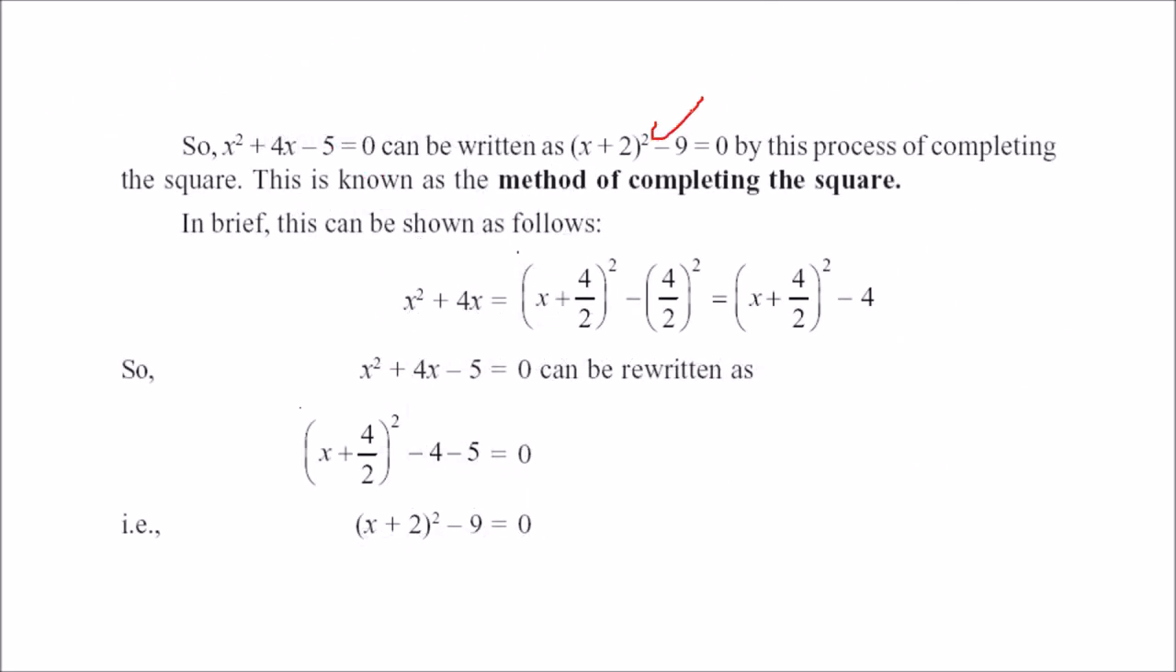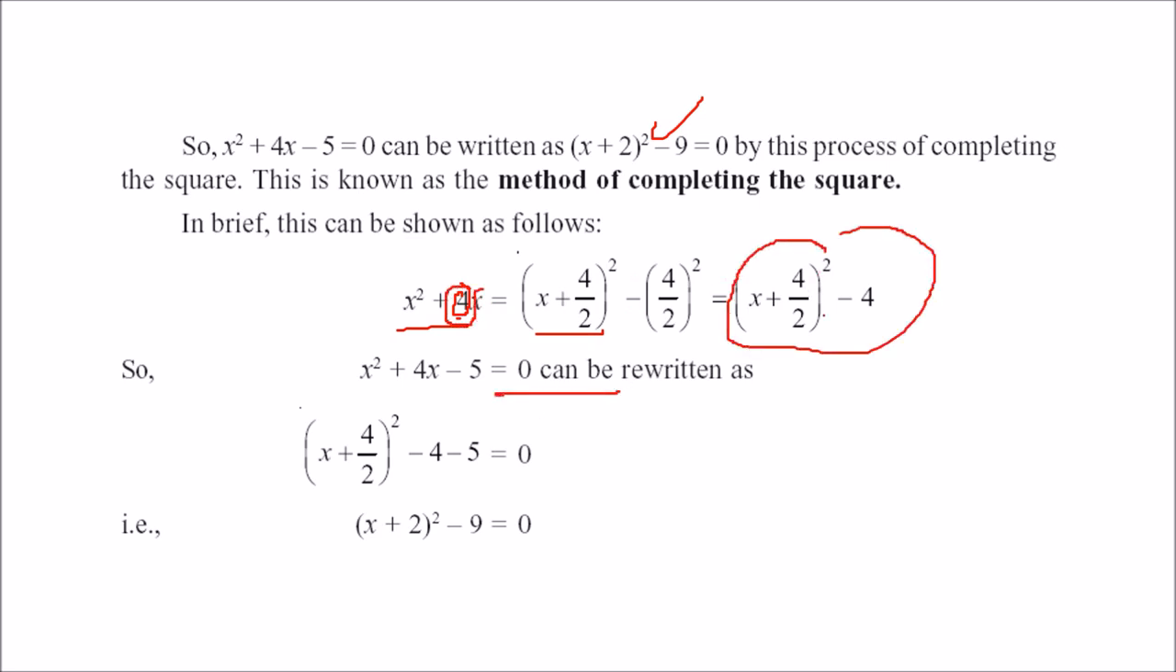So this can be written like this. This is how we do it, or this is the method of completing the square. So how can we briefly describe this? For x square plus 4x, what you have to do is make this (x plus 4 by 2) whole square and minus this (4 by 2) whole square. This will give you an exact idea.